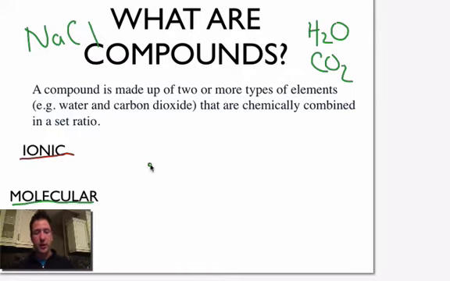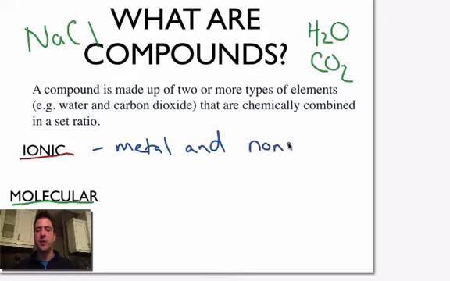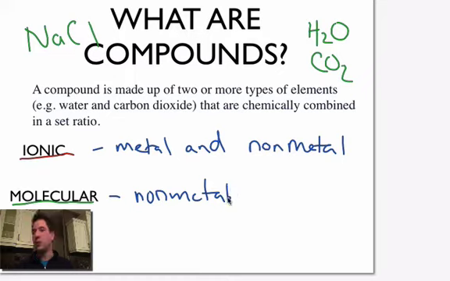So what are ionic compounds? Well, ionic compounds are a combination of a metal and a non-metal. So we know on the periodic table where metals and non-metals are. So that's what this is going to be, a combination of a metal and a non-metal. Molecular compounds are going to be a combination of two non-metals. So they're going to form together. So we have a non-metal and a non-metal.